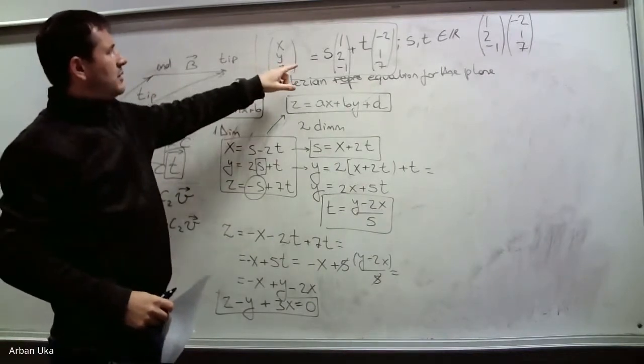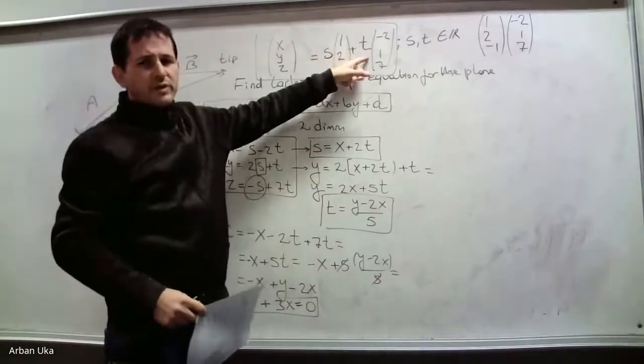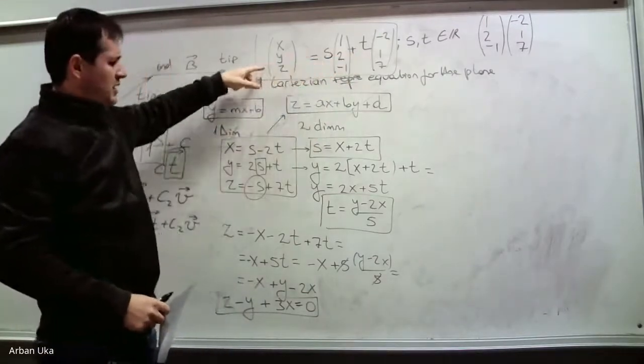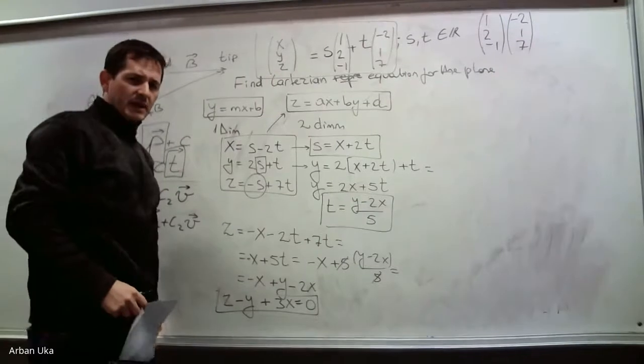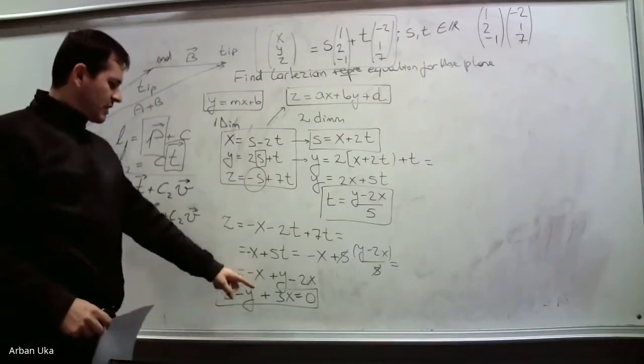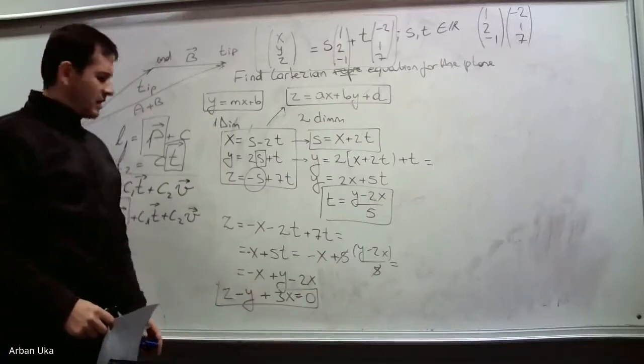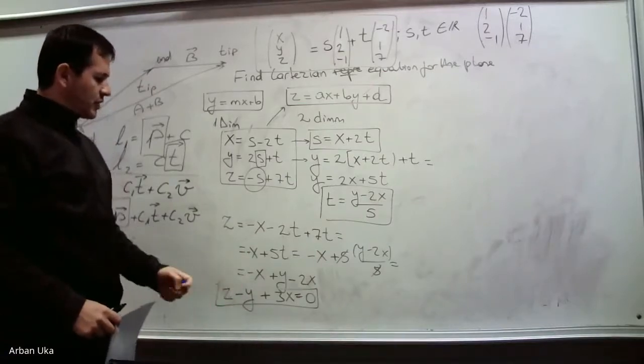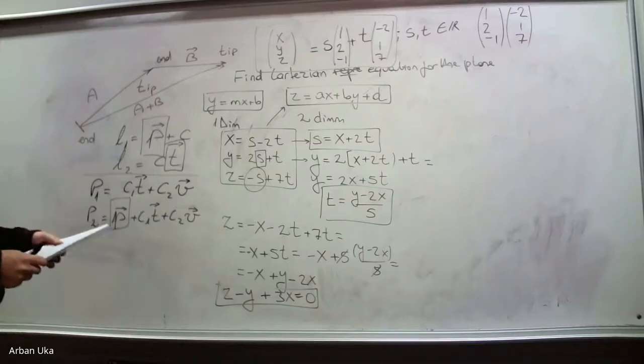Because s and t can both be 0, and this means that x, y, z can all be zeros. And when we look at this expression, z minus y plus 3x is equal to 0, so they can really all be 0, the problem is satisfied.